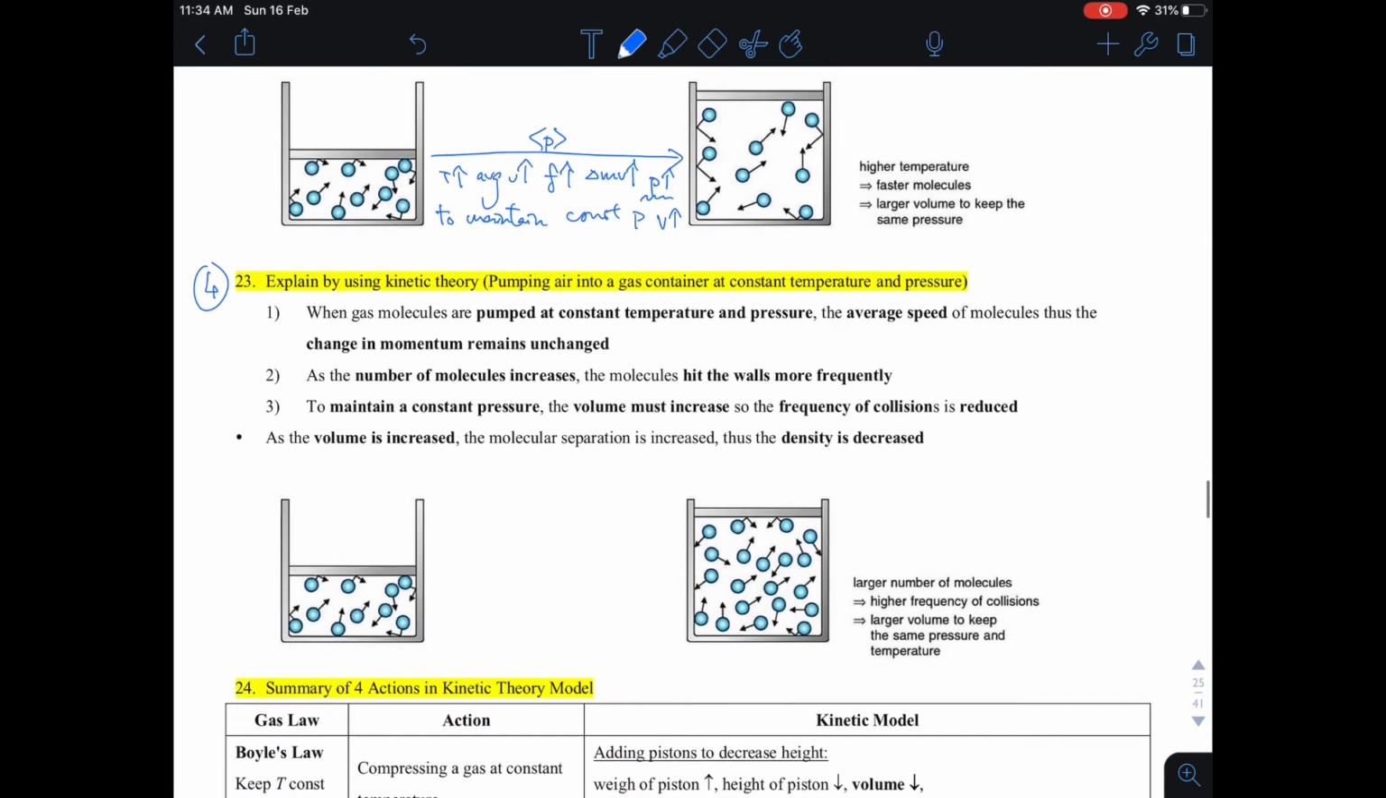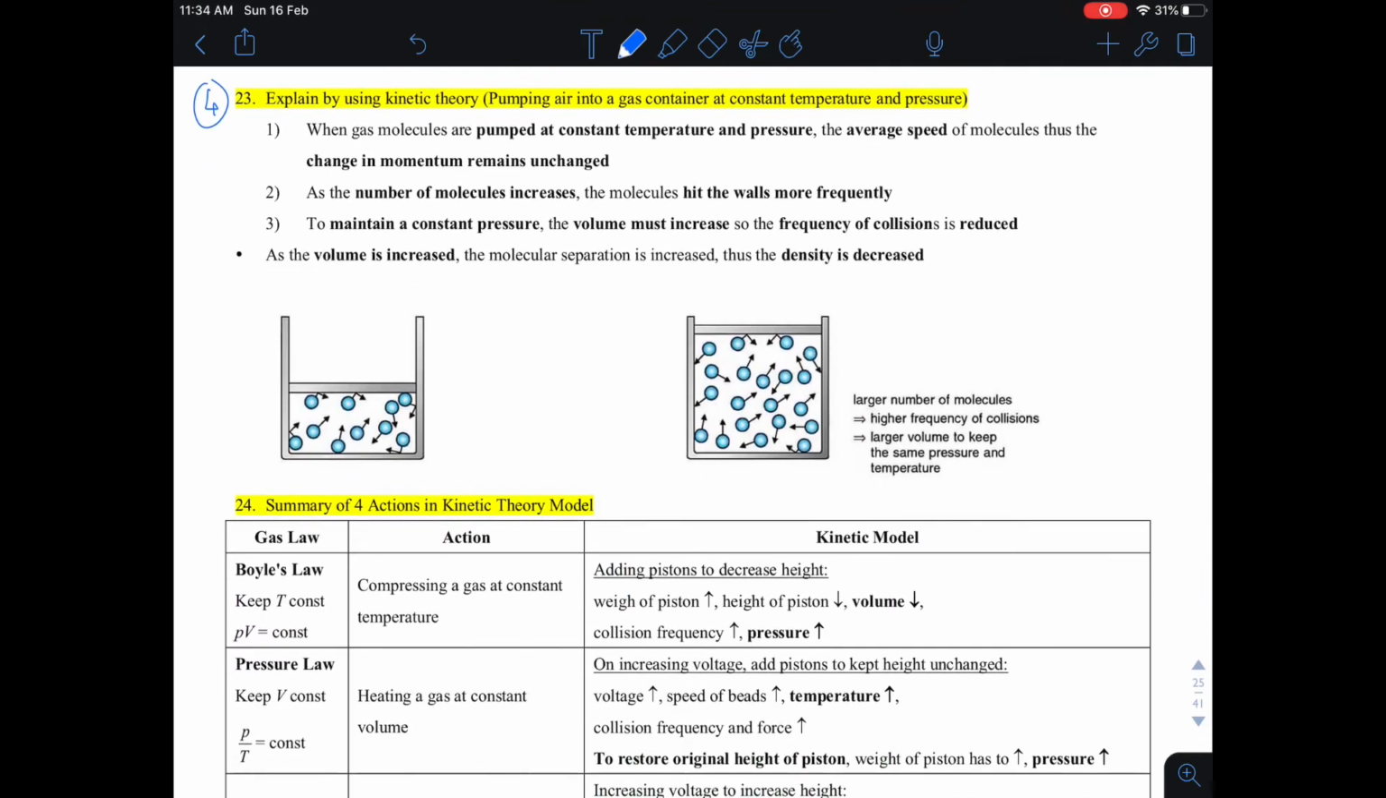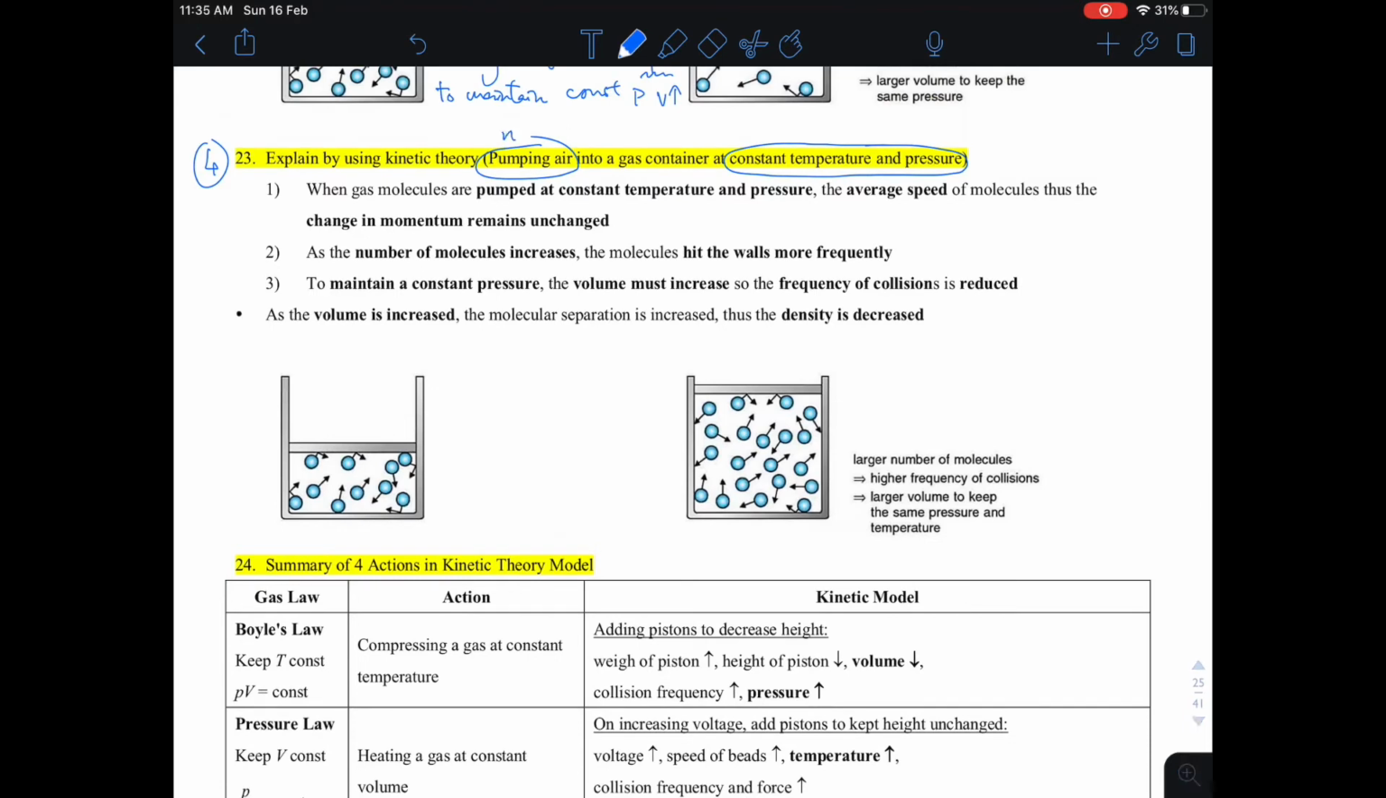And lastly will be about pumping of air. This is not about those laws, just pumping of air. And we keep something constant, so that we increase the number of molecules and keep temperature and pressure constant. We keep T and P constant, and we increase the number of molecules. See what happened. When we keep those constant and pump air, the average speed is unchanged.